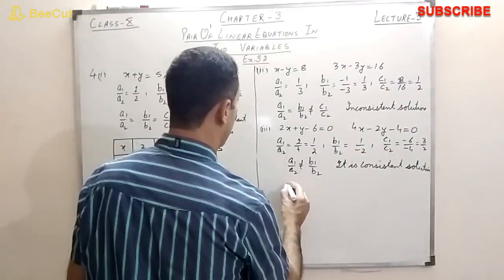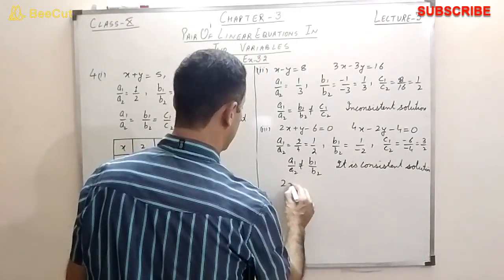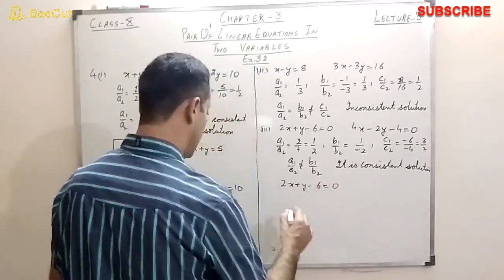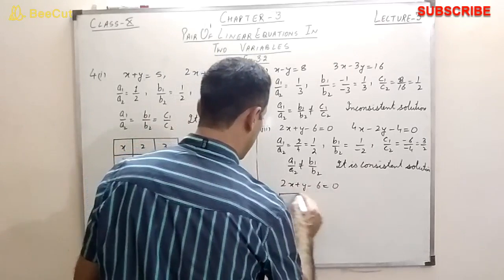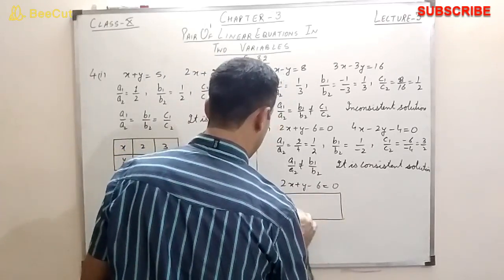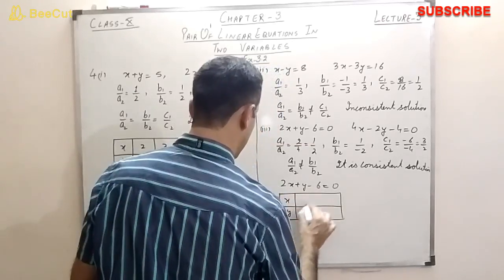So let's write the points for them. The first one is 2x plus y minus 6 equals 0. So the points will be the points which I have taken. I am just sharing those points with you, so that there is no confusion among you people.